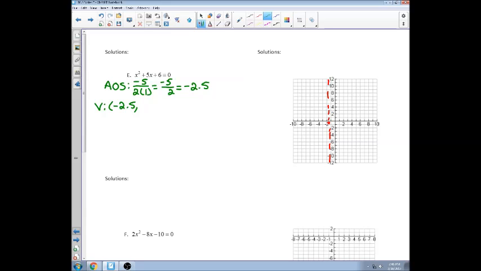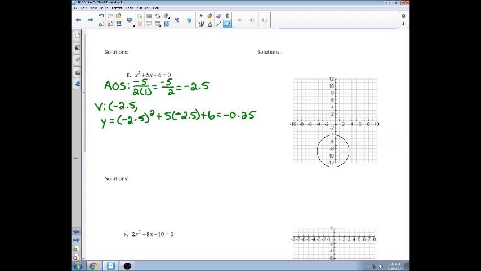So what I need to do is take my negative 2.5, plug it back into the original equation. So negative 2.5 squared plus 5 times negative 2.5 plus 6. What that is going to end up getting me is negative 0.25. I don't know why that's on there. I'll get rid of it for you.